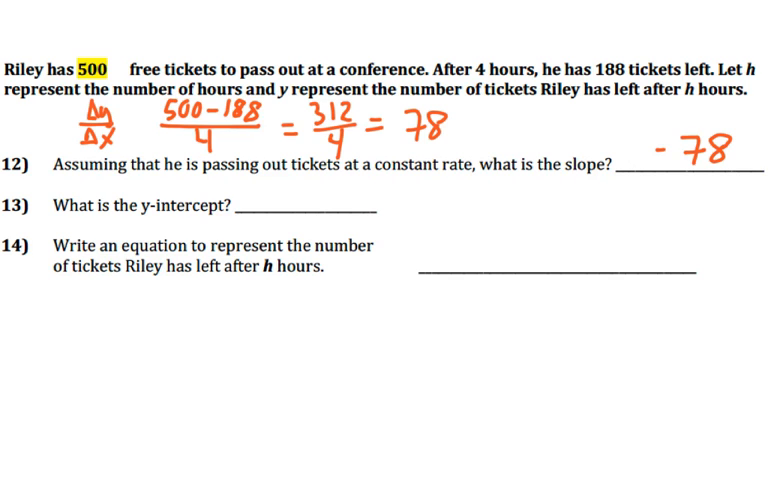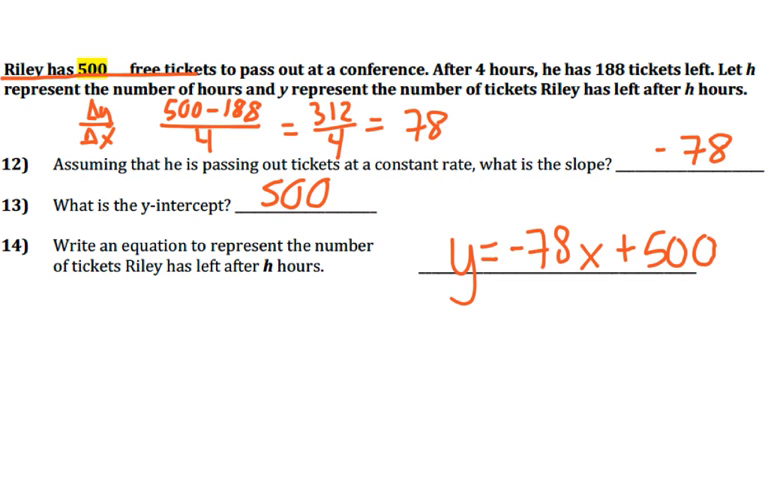Number 13. What is the Y-intercept? Well, that's what we start with, or what Riley starts with, and Riley had 500 free tickets, so 500. Now we're going to write our equation to represent the number of tickets Riley has left after H hours. So we're going to write y equals our slope, which is negative 78, times x plus 500, which is our initial value or y-intercept.